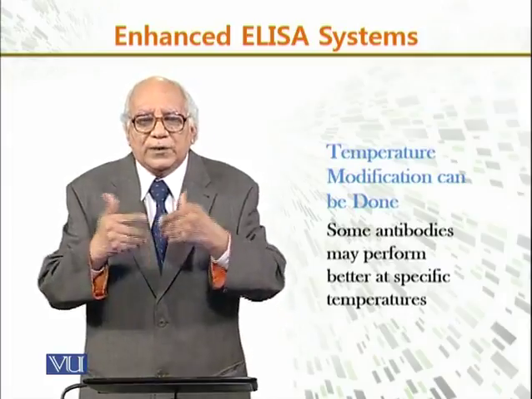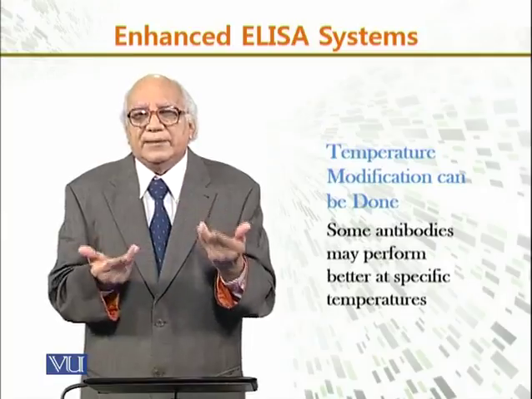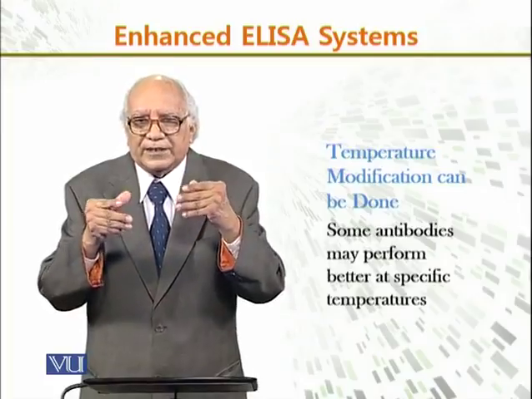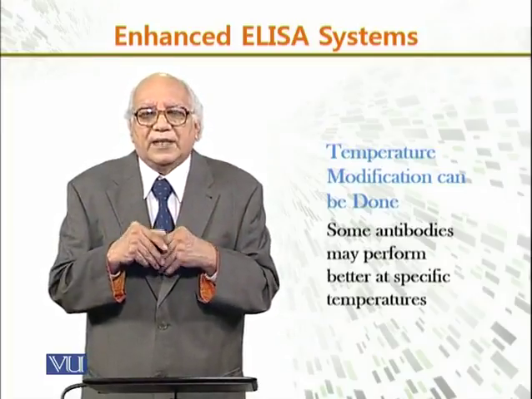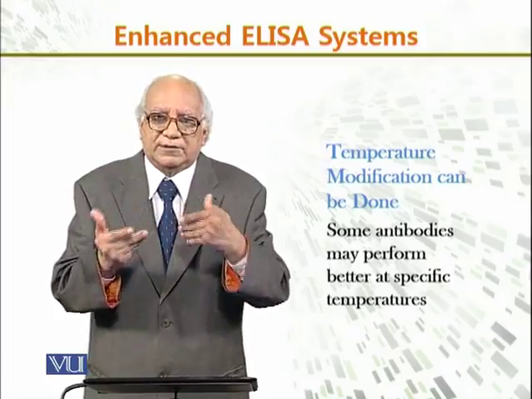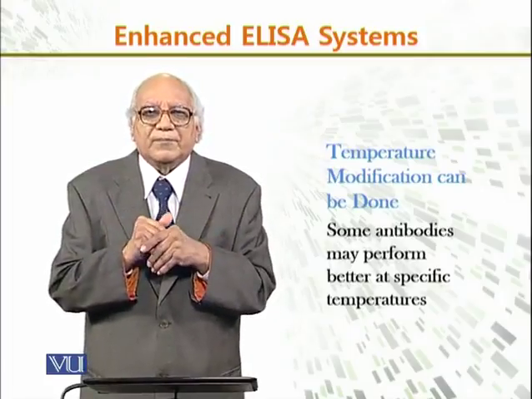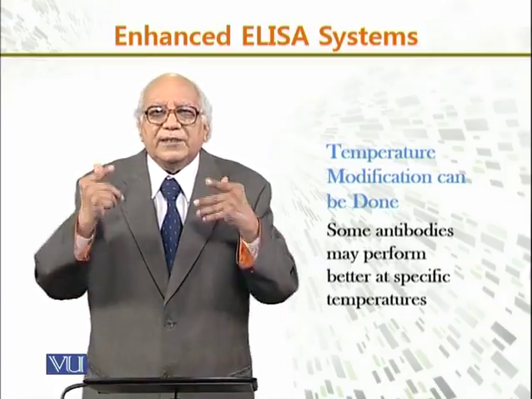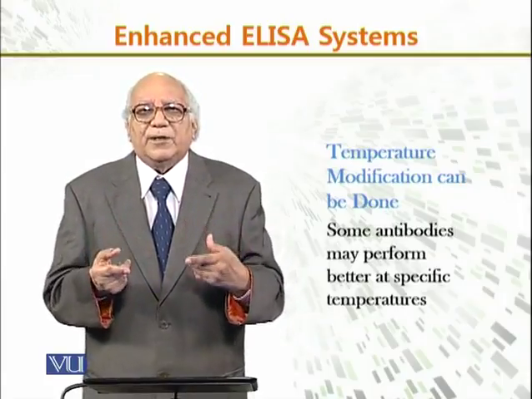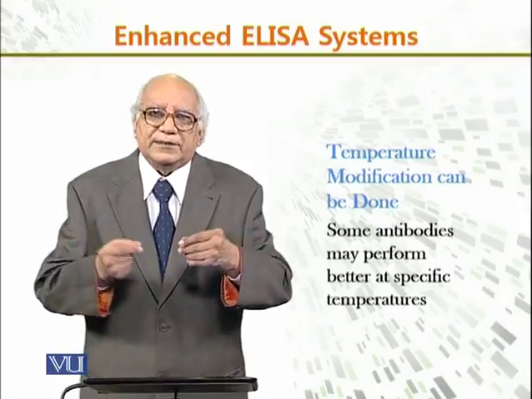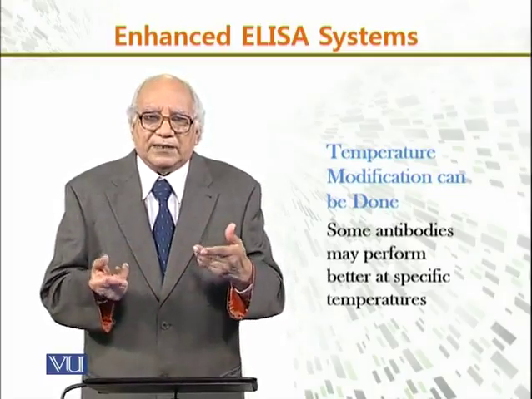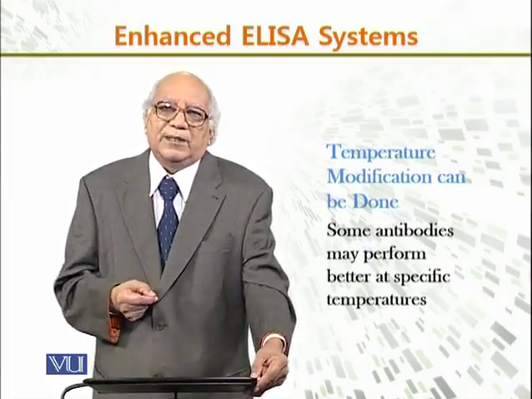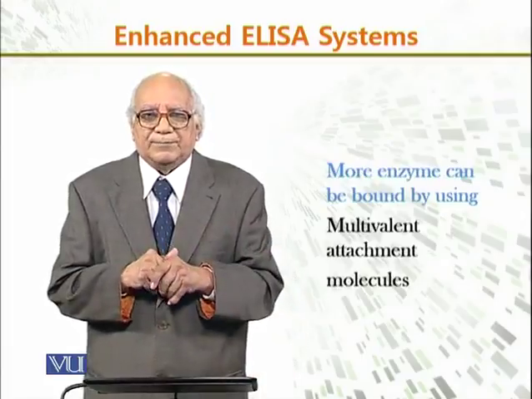Now, how can we improve this? There are many methods. For example, temperature modification can be done. The reaction can be carried out at a temperature which is optimum. Some antibodies perform better at a specific temperature. Some will perform at high temperature, some at low temperature. But there will be an optimum temperature at which those antibodies will perform optimally.